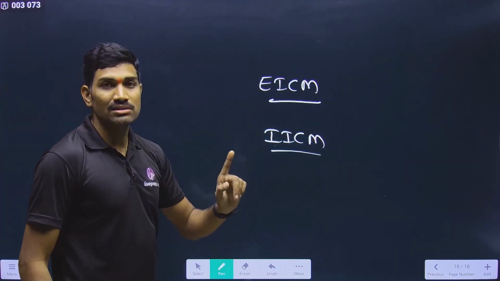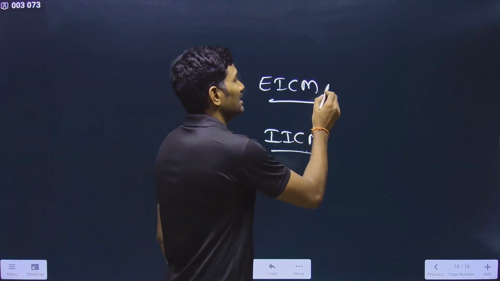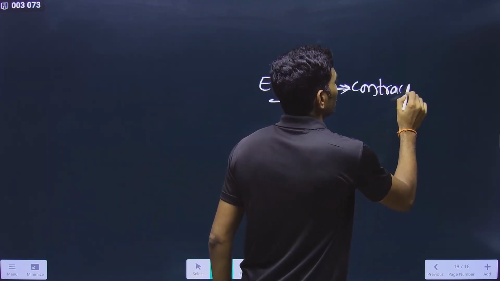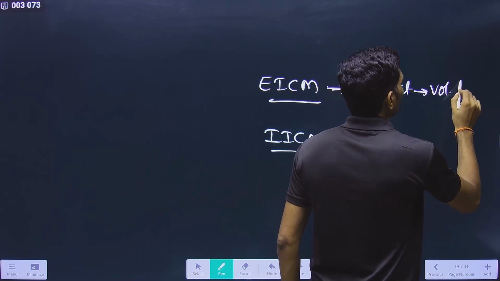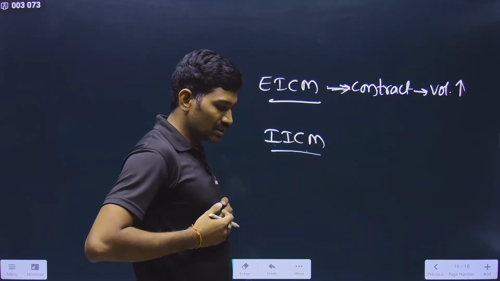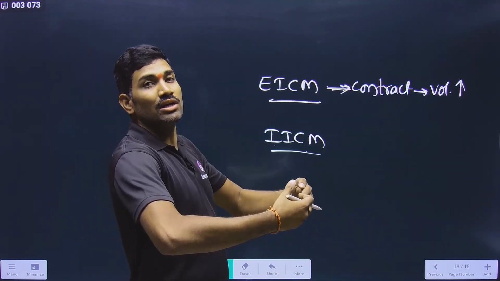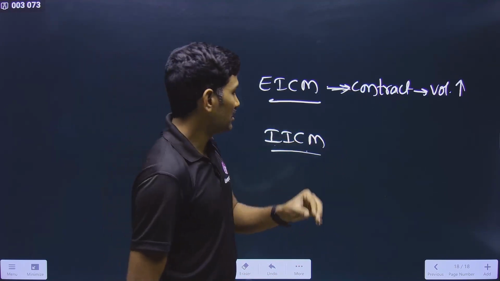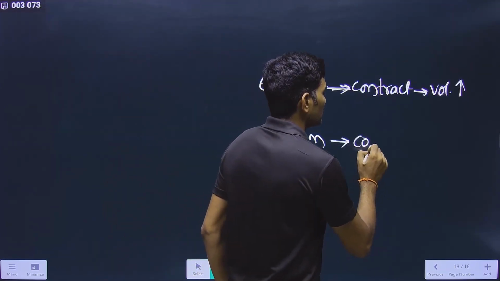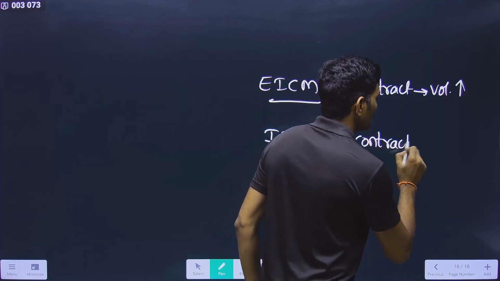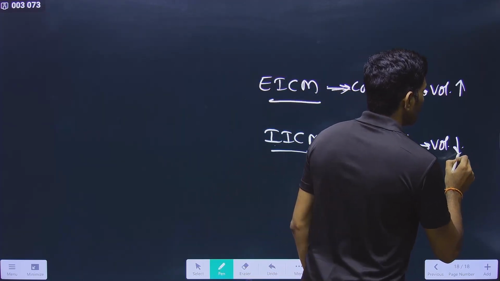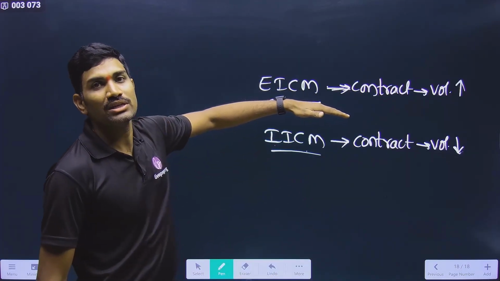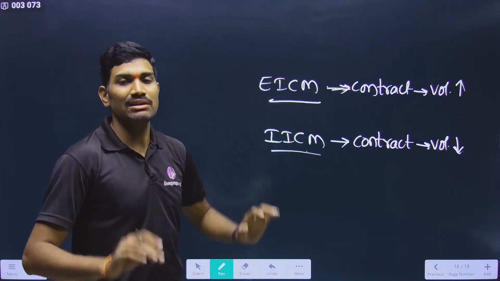Please remember, if the external intercostal muscles contract, the volume of the thoracic cavity increases. External intercostal muscles are contracting like this, so volume is increasing. But if the internal intercostal muscles contract, the volume of the thoracic cavity decreases. That means in the normal process of inspiration and expiration, external intercostal muscles are involved.